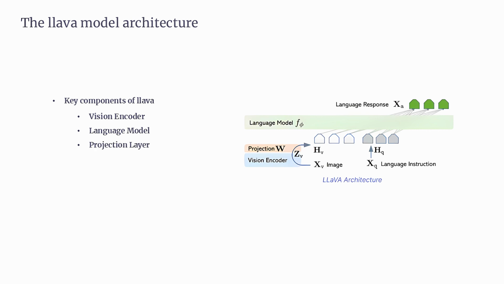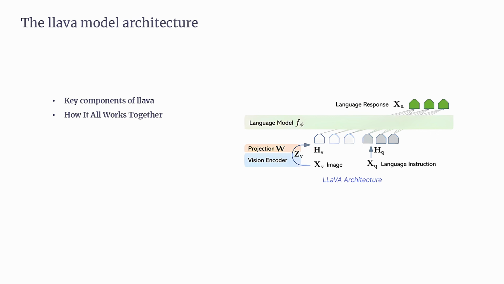3. Projection layer. This is a crucial component that bridges the gap between the vision encoder and the language model. The projection layer takes the visual features from the vision encoder and converts them into a format that the language model can work with. It does this by applying a projection matrix that aligns the visual information with the textual input format, enabling both types of data to be processed together.